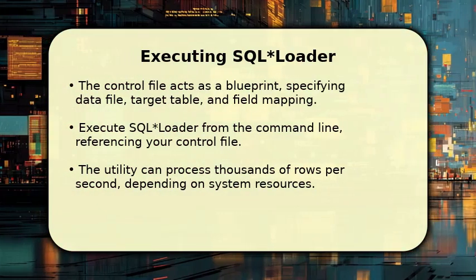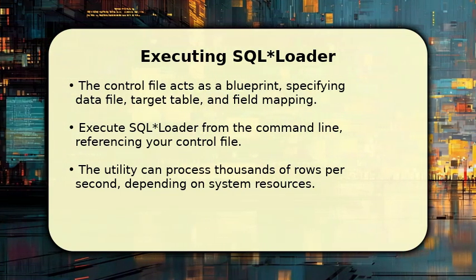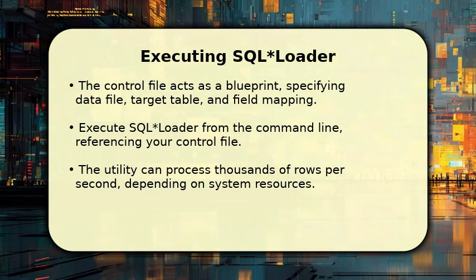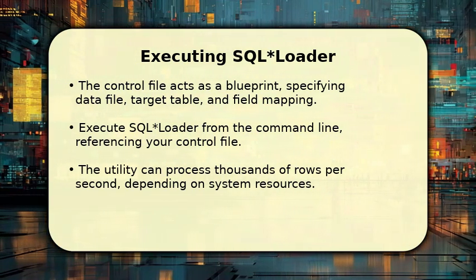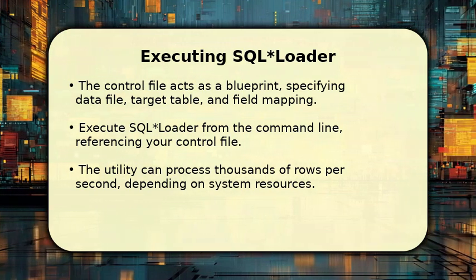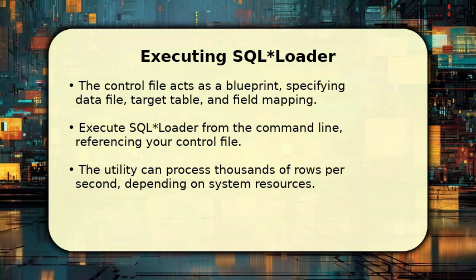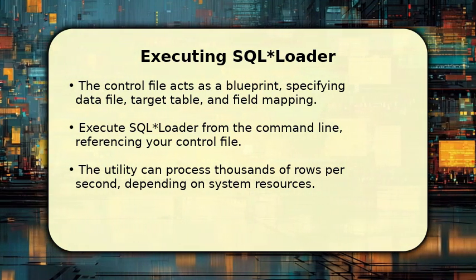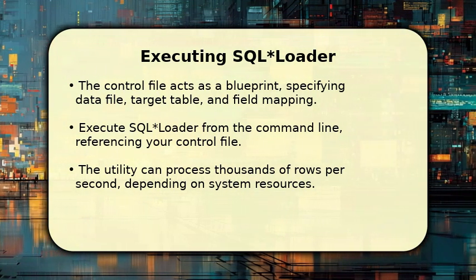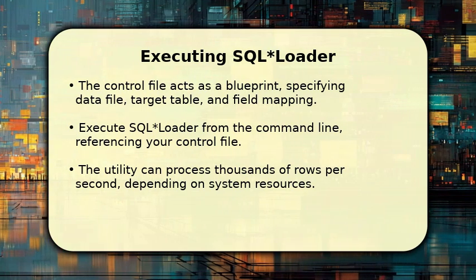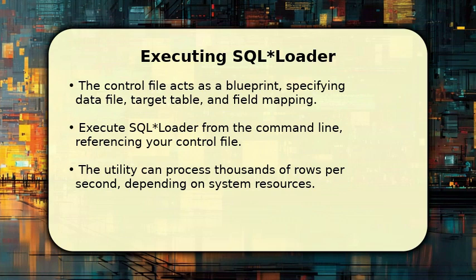The heart of Oracle Data Loader is the control file, which acts as a blueprint for the loading process. This file specifies the data file location, target table, and how data fields map to table columns. You execute SQL*Loader from the command line, referencing your control file. For example, a typical command might be sqlldr userid=username/password control=mydata.ctl. This initiates the loading, processing thousands of rows per second, depending on your system and data volume.